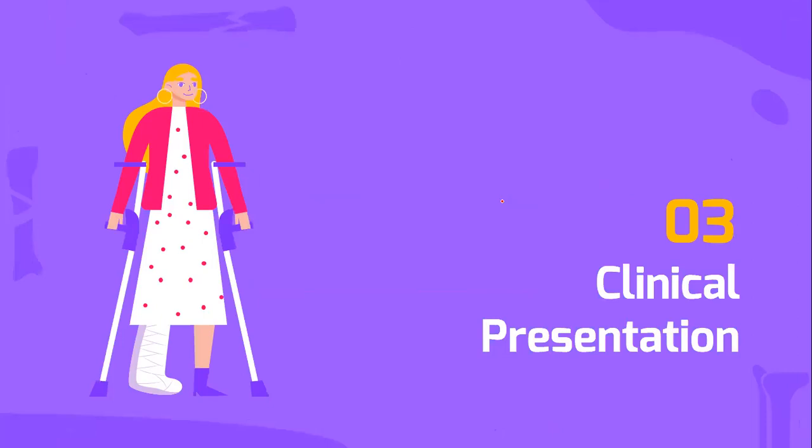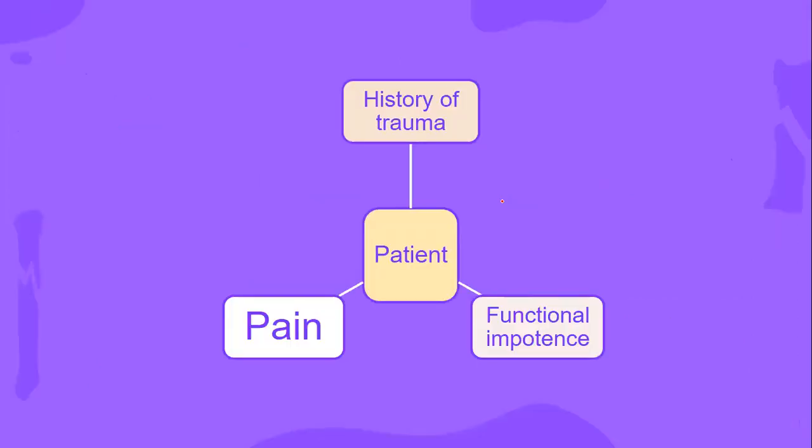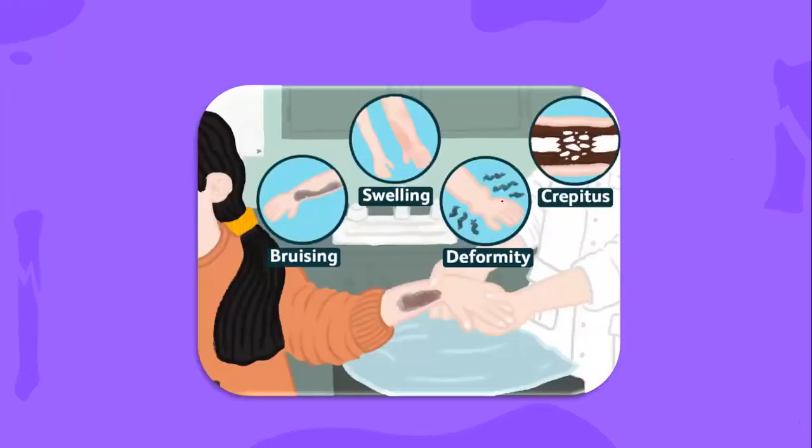Here we have a clinical presentation of fractures. Of course, the patient comes with a history of trauma, pain, and functional impotence, as you already know. So here we have some signs that might be useful for you to recognize a fracture. The patient almost always reaches your medical assistance with a history of trauma, pain, and functional impotence.